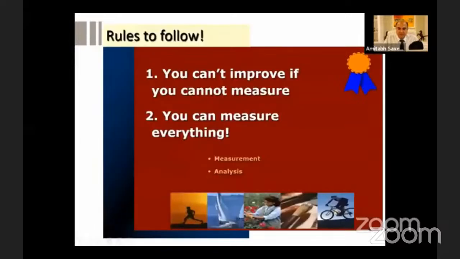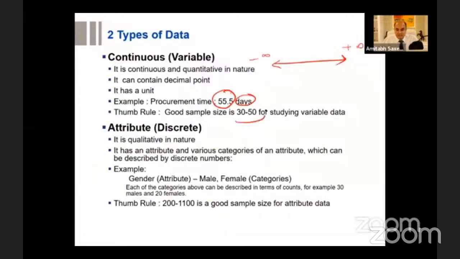If I am dealing with continuous data, 30 to 50 samples is good enough. It will give you all the information of millions of population. And if you are dealing with attribute data, 200 to 1,100 samples is good enough. When you join my black belt session, I will tell you where these numbers come from. There is a formula. We derive that formula. In fact, we learn about the central limit theorem, and we create a sample size formula also. When you derive the formula, you will get the confidence of how 30 samples can talk about millions.